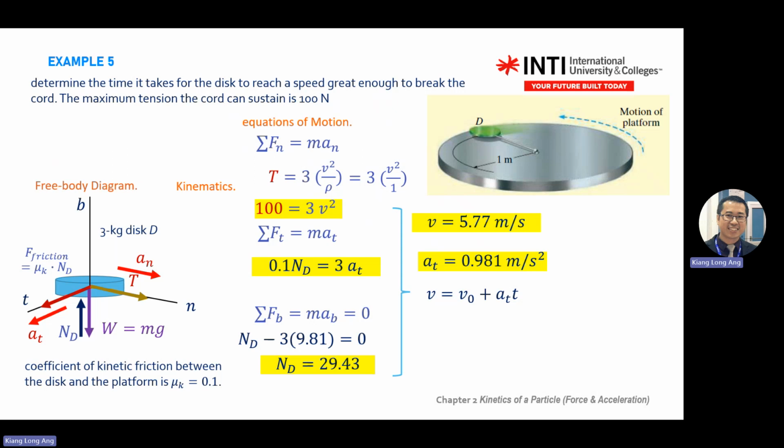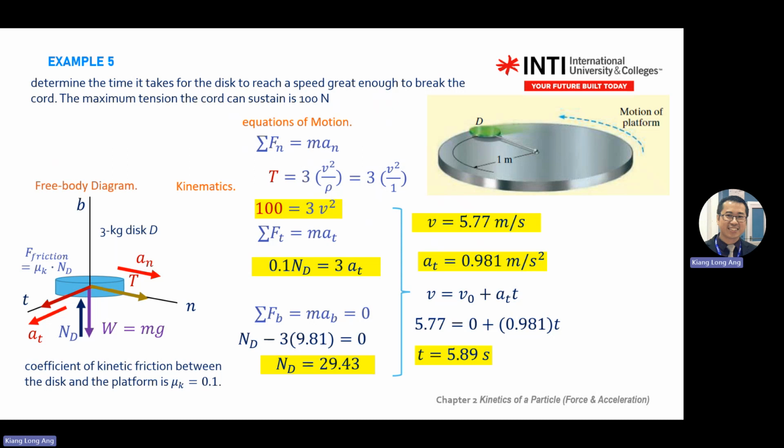Okay, try to understand the logic behind solving the question. So you solve it and you get the time, 5.89 seconds. For this module, use at least a minimum of 2 decimal places and a maximum of 3 decimal places. Remember the unit.